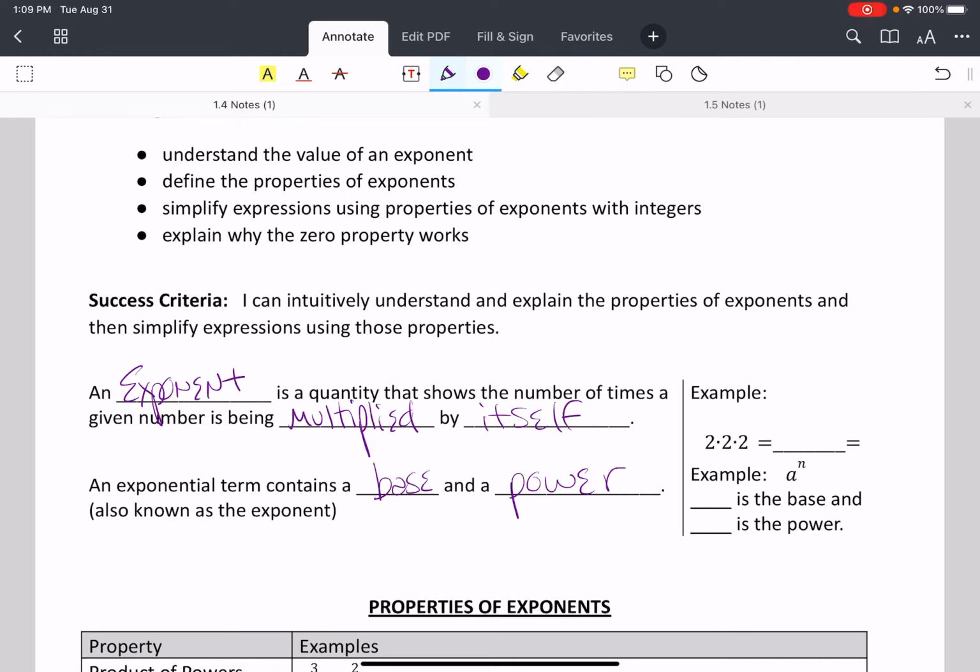Everybody with me? Okay. So here's an example. This number 2 is times itself 3 times, right? So a shorthand way to write that is 2 cubed, or 8, because 2 times 2 is 4, times 2 is 8, right? Okay, in this, a to the n, a is the base and n is the power. Power, exponent, those things are the same. So far, okay? Okay.